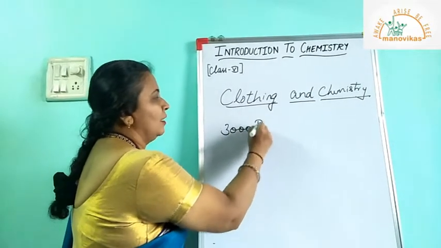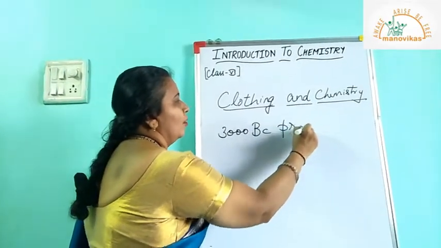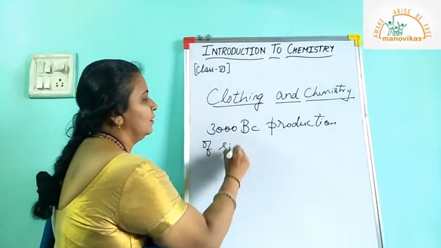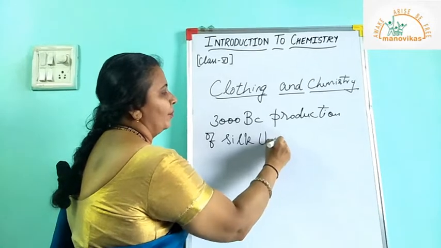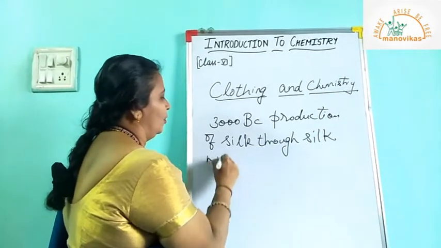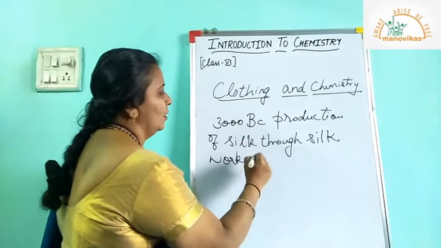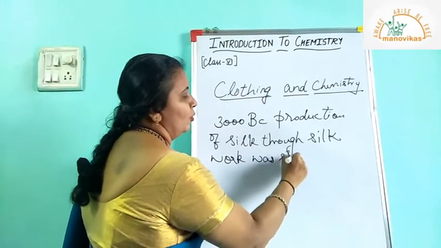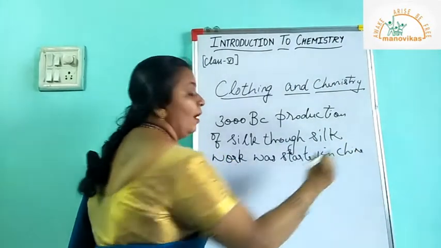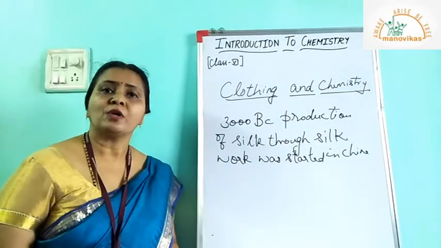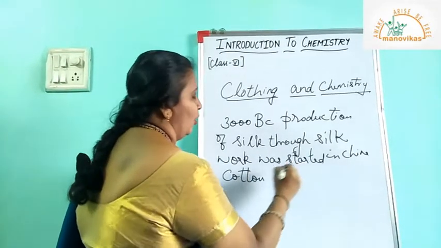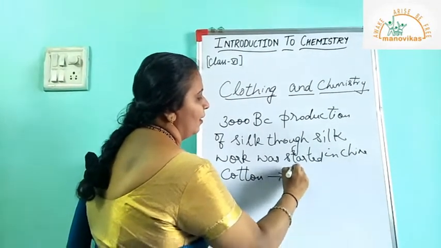Around 3000 BC, production of silk through silkworm was started in China. And the use of cotton was started in India.